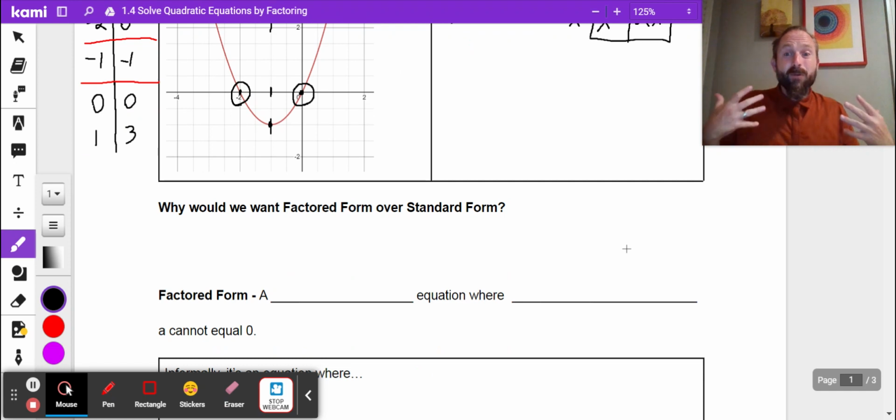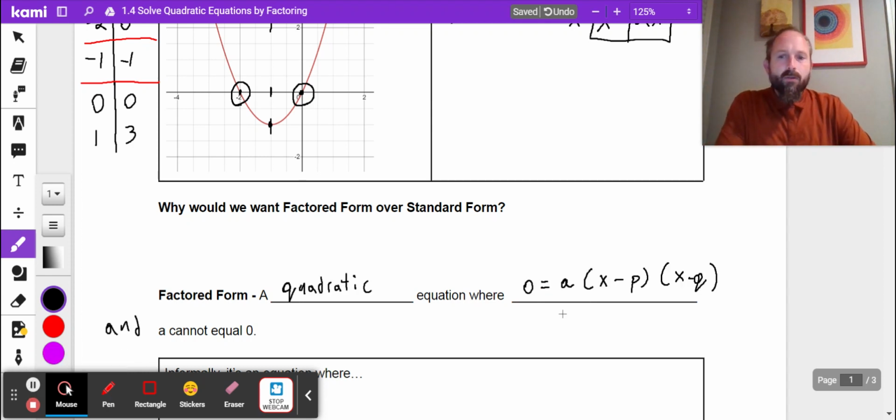So why would we want factored form over standard form? So factored form is the following. It's where a quadratic equation has a bunch of multiplication right here. So we have 0 is equal to a times the quantity x minus p, times the quantity x minus q, where a cannot equal 0. So what's the reason why we want factored form again?